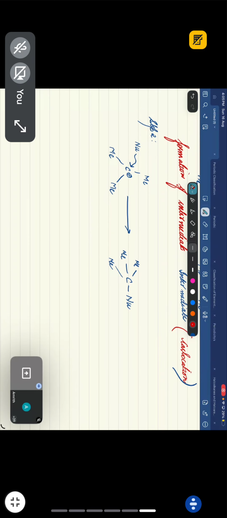Next, write down the third point. Rate is directly proportional to... It only depends upon the substrate. Can you tell me why not on the nucleophile? I have told you multiple times in kinetics also. The slowest step is the rate determining step, and the rate determining step controls your order. In your rate determining step, was the nucleophile even included? No. So rate will only depend upon what? Substrate. Okay, so write down that.